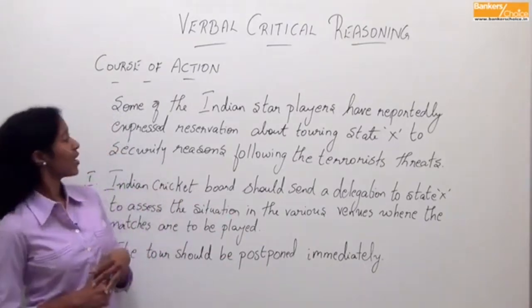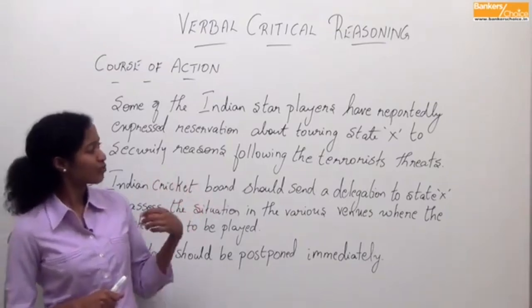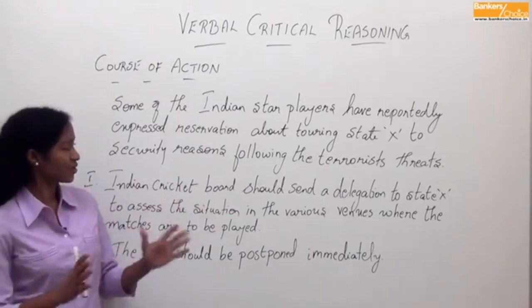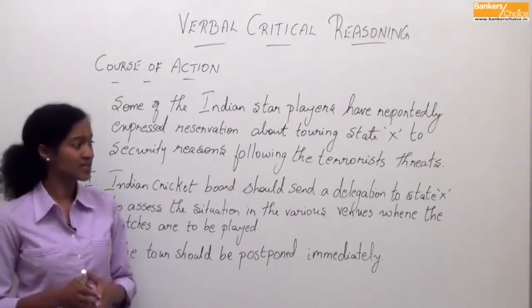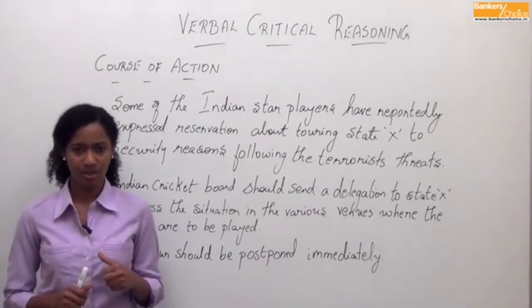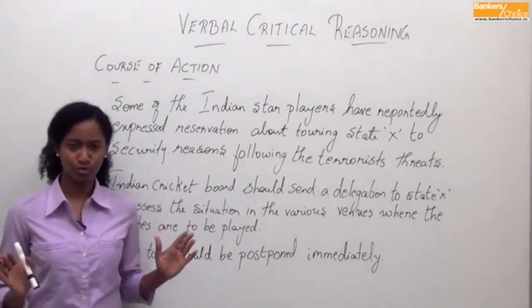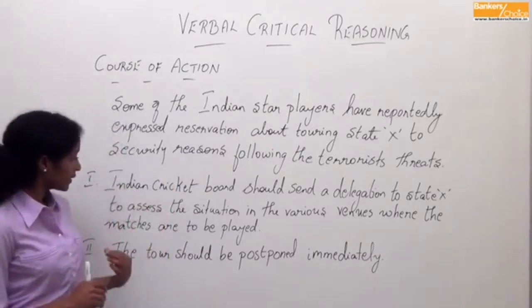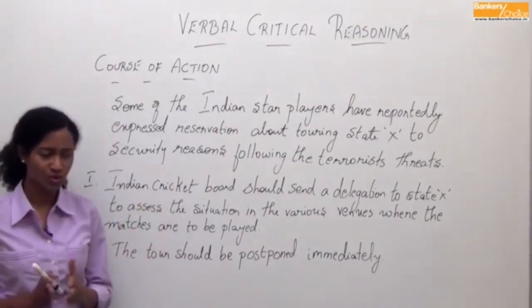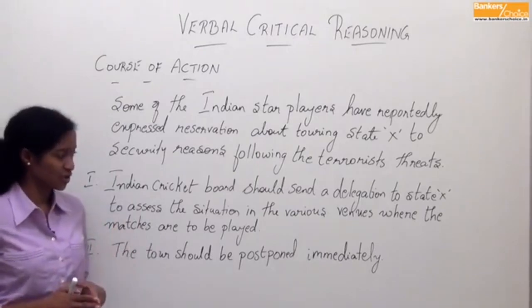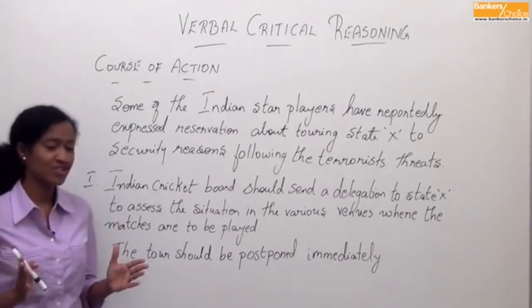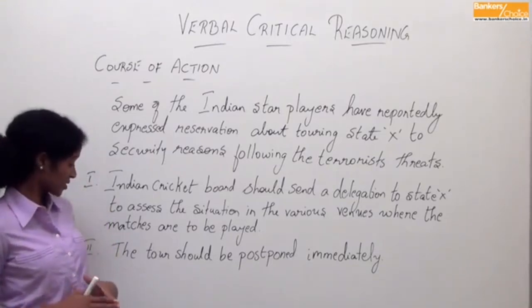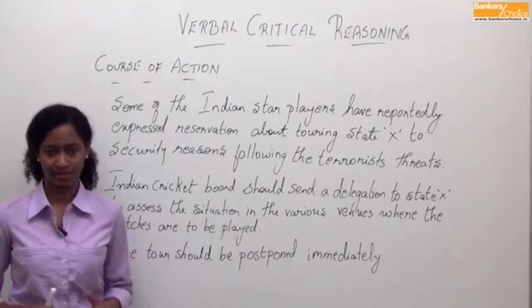Our statement is: some of the Indian star players have reportedly expressed reservation about touring state X for security reasons following the terrorists' threats. This is our statement, so we assume that all of this is true. Now let's look at our 2 courses of action. The first course of action says, the Indian Cricket Board should send a delegation to state X to assess the situation in the various venues where the matches are to be played. The second course of action says, the tour should be postponed immediately.